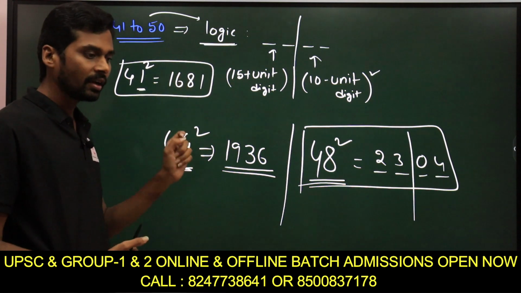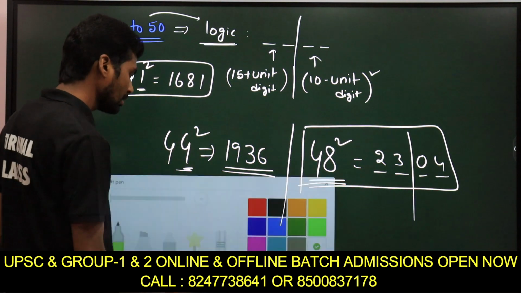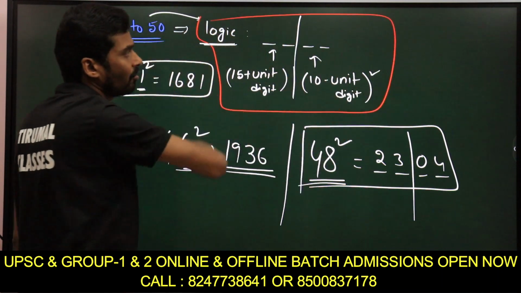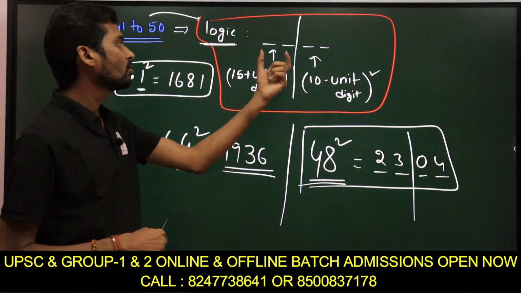If you take any number from 41 to 50, what is the logic? Just remember the logic. The logic here is, we have a 4-digit number as a square. The first 2-digit numbers are what?